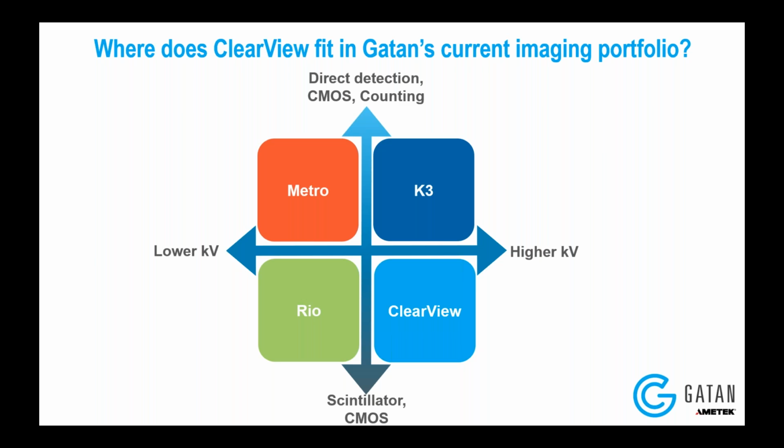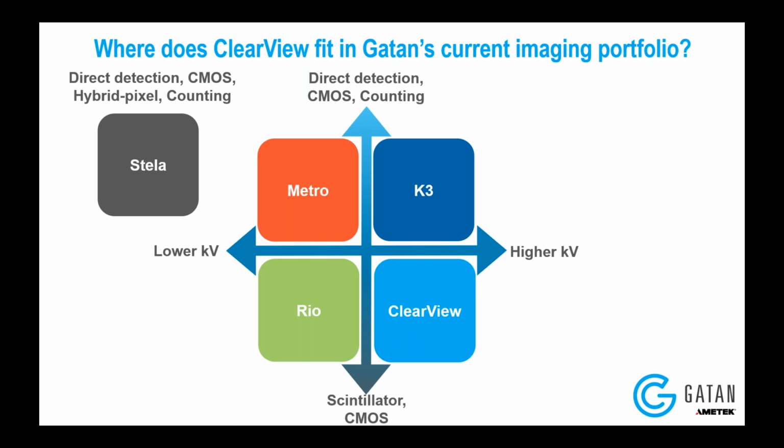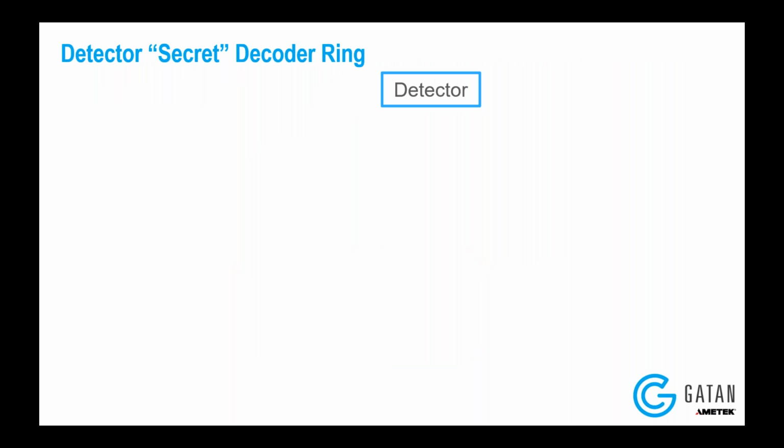And then on the direct detection end, we have two really great cameras. The Metro camera, that's a direct detection counting camera suited really for low kV direct detection work, so doing low dose experiments from 60 to 200 kV, and then the K3 camera or K3AS camera being really designed for 200 and 300 kV work. And of course, we also have our Stella camera, which is a hybrid pixel camera. So a pretty different design from ClearView, but I still thought I would mention it's a great camera for diffraction and doing 4D STEM if you're really, really interested in those kinds of applications.